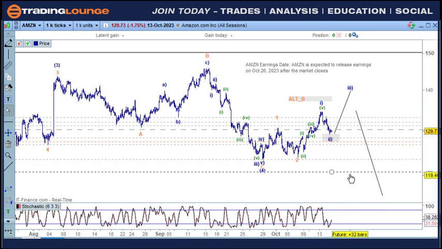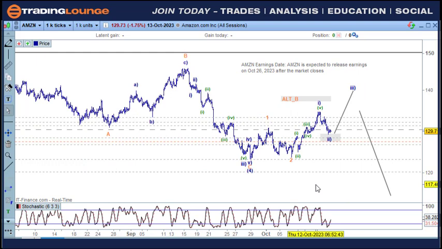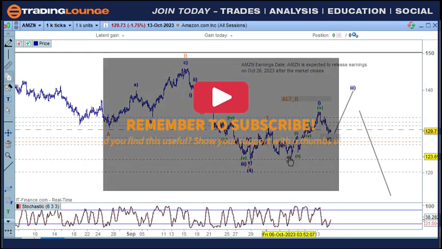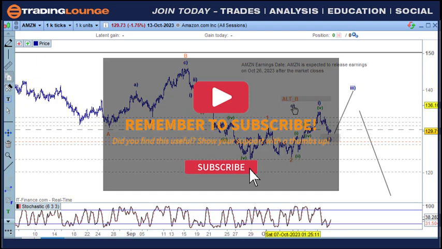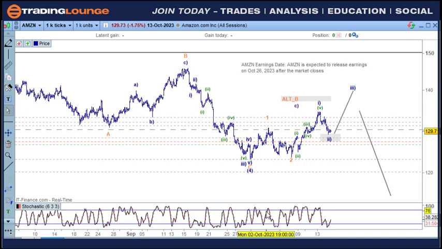And also, what we want is to see a little impulse wave to the upside, something like this here, a little 5-wave structure to the upside, to help us confirm that we're going in the right direction, because as I mentioned, it's possible that we do have an ABC pattern here. I've got this B wave here, but it's possible to have that there, so I don't know at this point.